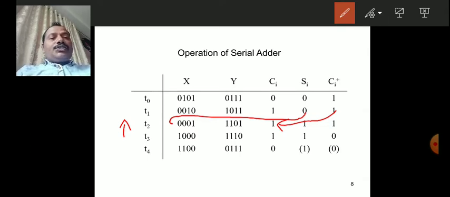Next, the Y bits are rotated left by 1 bit. That means like this. This is the rotation, left rotation. So that means 1, 1, 0, 1.